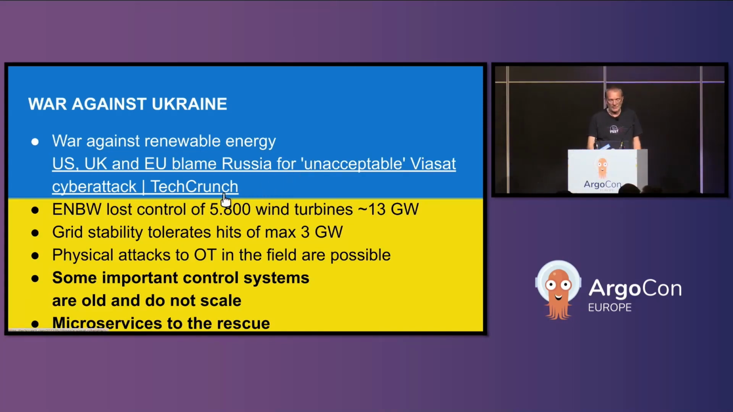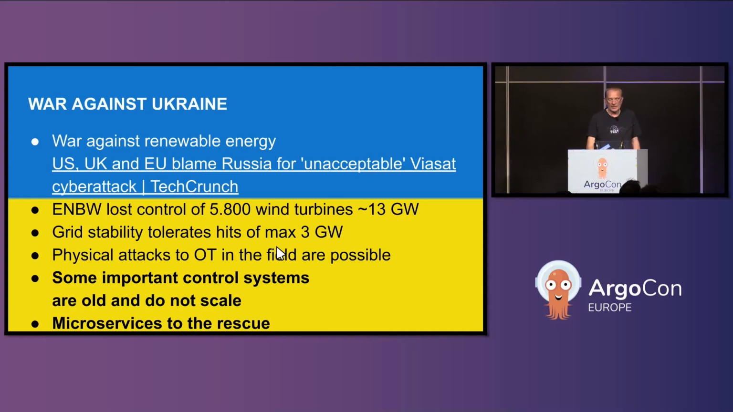And what does it mean if you lose 5,800 wind turbines? This is the equivalent of 13 gigawatts. And it is known that the grid stability is designed for a maximum hit of 3 gigawatts. And the modems have been bricked, so nothing happened immediately, but they lost control and they had to go to every device and reinstall software, update things, and definitely get back control.